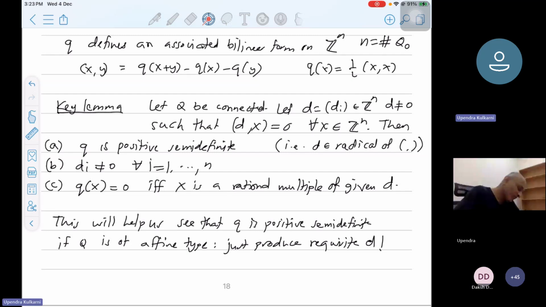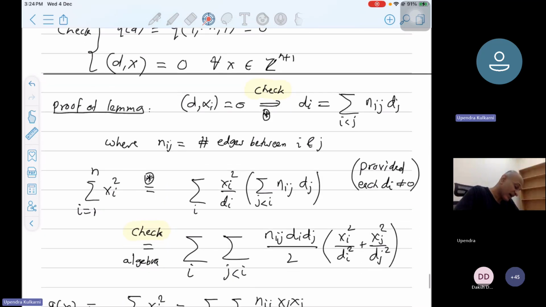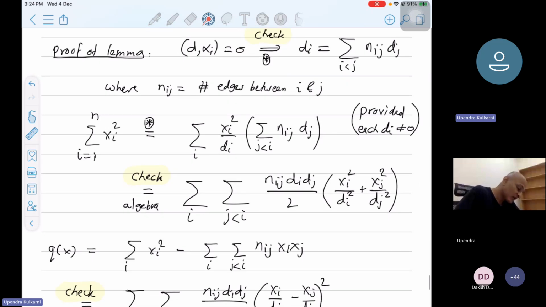So given this magic vector d, I have given you some algebraic checks to carry out, which we'll do in the tutorial. The first one is, because the bilinear form of d with everything is 0, that is going to give me the first equality. Just directly plugging it in here is going to give me the second equality. I do need to show that every di is non-zero, which, if I have time, I will momentarily justify. That is going to use connectedness of the quiver. And now, by means of algebra, I check that I get this expression.